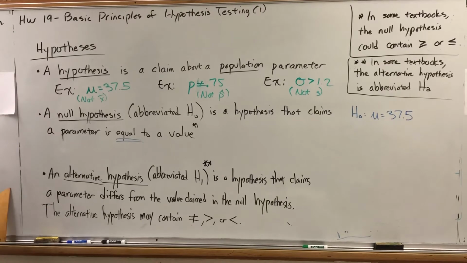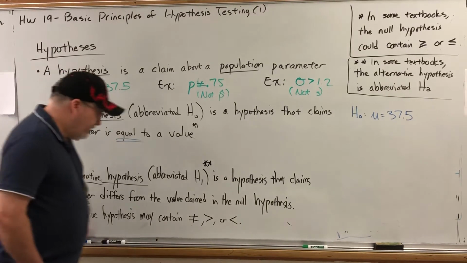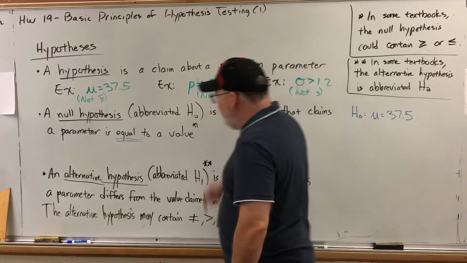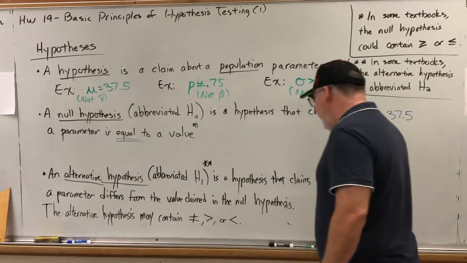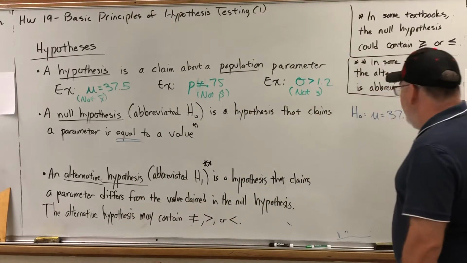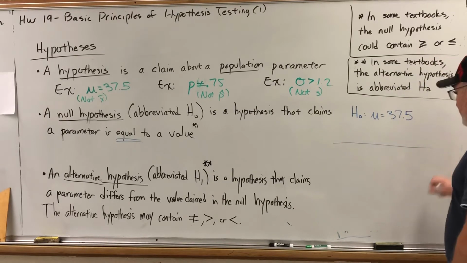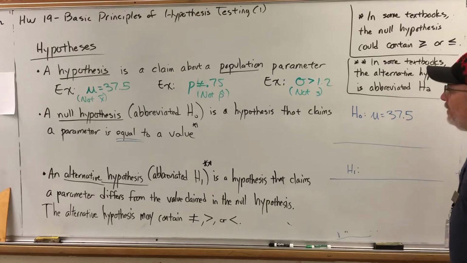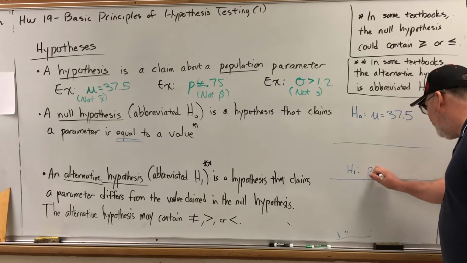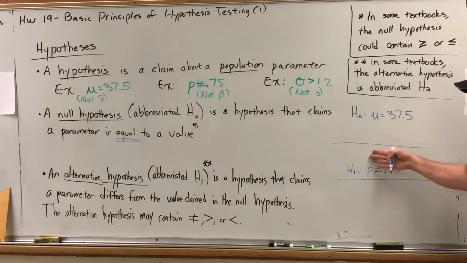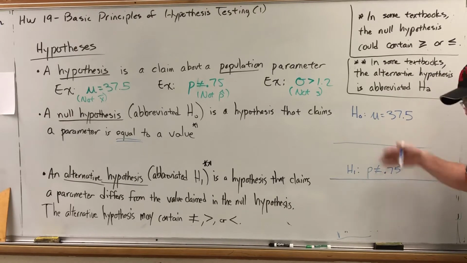So of the three hypotheses I wrote up here, two of them could be alternative hypotheses. The second one, which says P is not equal to 0.75, if it were a hypothesis, would have to be an alternative hypothesis, so we'll put H1 here. Population proportion is not equal to 0.75. Now there's a reason I left a blank above this one and a space below this one.